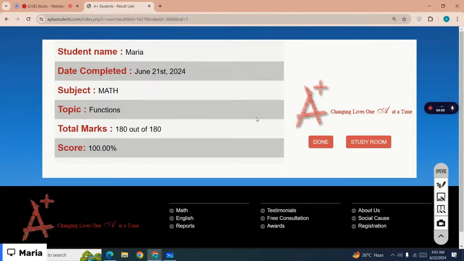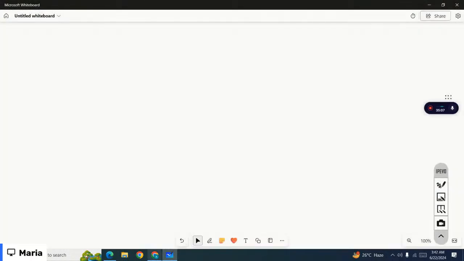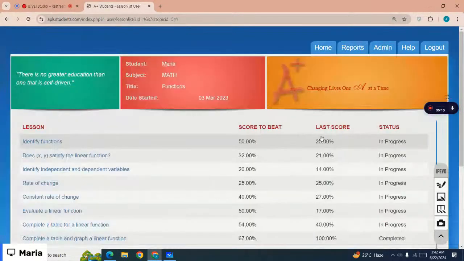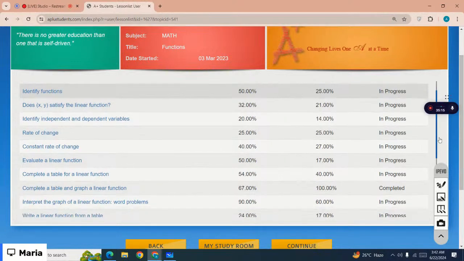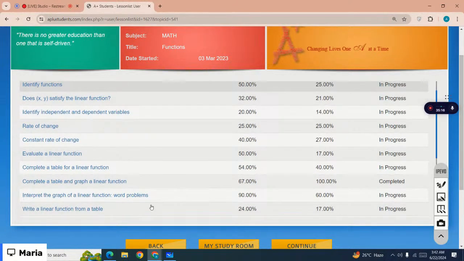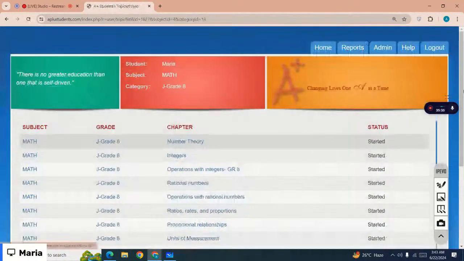Okay, we are done with the lesson. So we were working on grade 8 math. The chapter we were working on is functions. The lessons we have covered today are constant rate of change, evaluate a linear function, complete a table for a linear function, and complete a table and graph a linear function. So please make sure before the next session, you complete all the practice questions for the lessons we just did. That is your homework until next session, right?